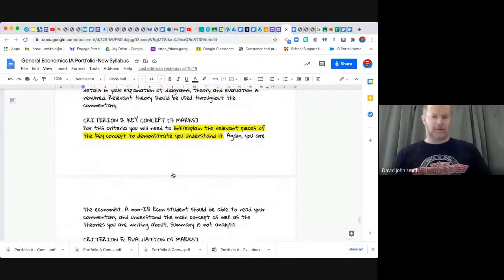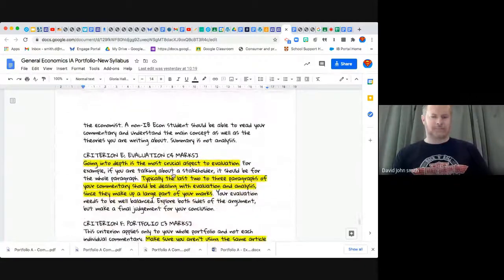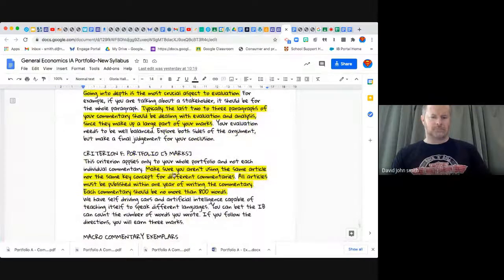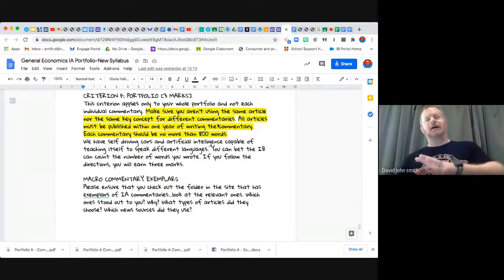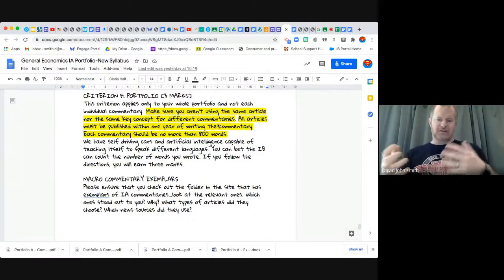All right, about those criteria again. The last criterion, as I said, has that extra 3 marks. That's about the entire portfolio. The key thing to note is to make sure you're not using the same article or the same key concept for different commentaries. You're also not supposed to use the same source. So if you use the South China Morning Post for one, you can't then use it again for any of the next commentaries. So do be careful about that.